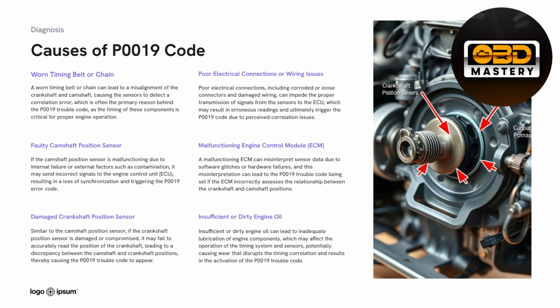Now, a malfunctioning ECM. A malfunctioning ECM can misinterpret sensor data due to software glitches. This is a problem as well, but it's very rare. It's never zero, though. Another one is a damaged crankshaft position sensor. The crankshaft position sensor can be damaged or compromised and may fail to accurately read the position of the crankshaft, leading to a discrepancy in the camshaft and crankshaft positions, causing the code to appear.